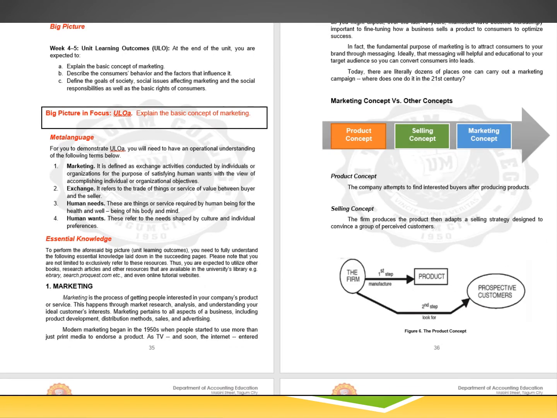This is the unit, the big picture for weeks 4 to 5, wherein it has 3 unit learning outcomes. These topics would be the coverage of your second examination. It's the same with weeks 1 to 3. Each of these ULOs will be presented one by one, containing all the elements like meta language, essential knowledge, self-help, let's check, let's analyze, and then Q&A, in a nutshell, and the keywords.